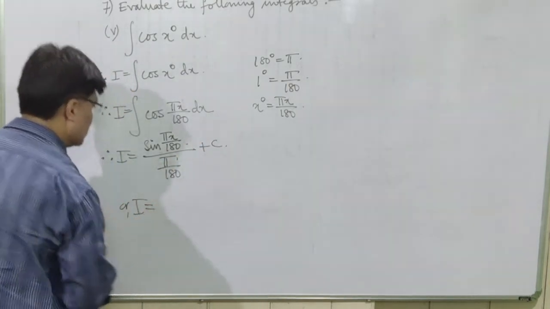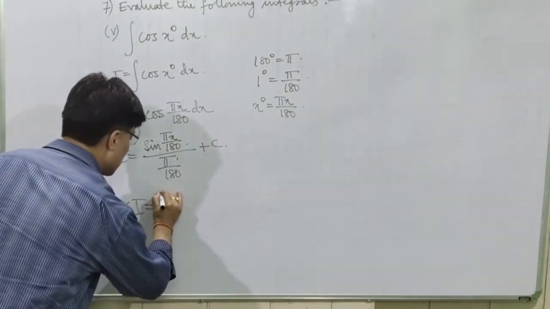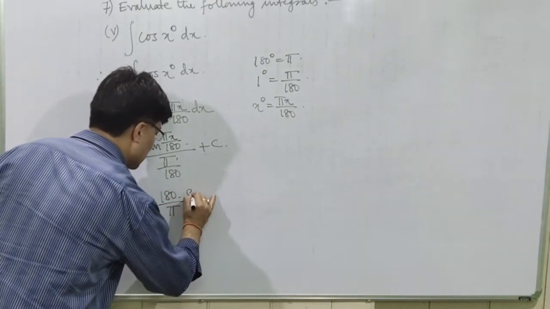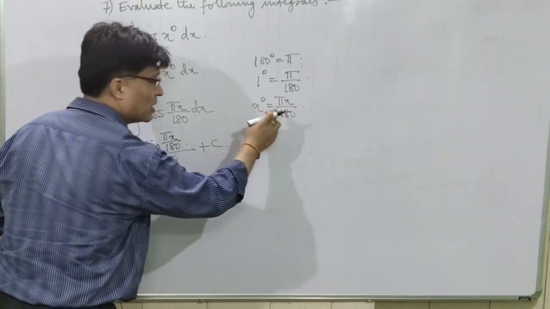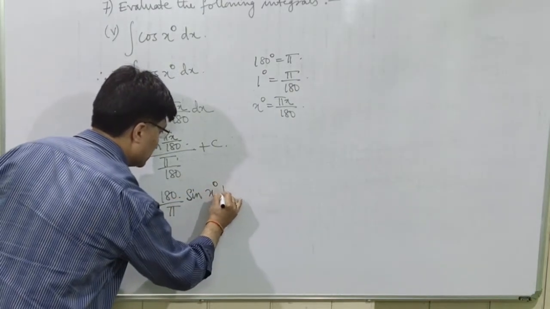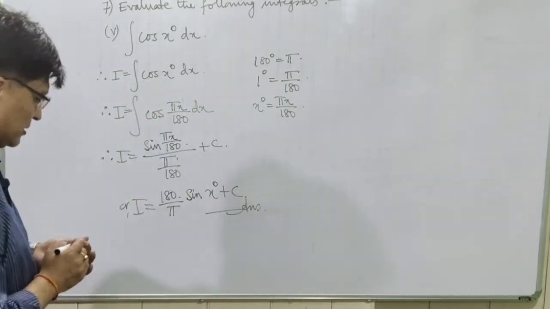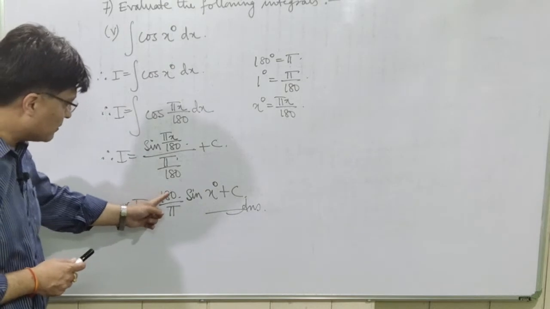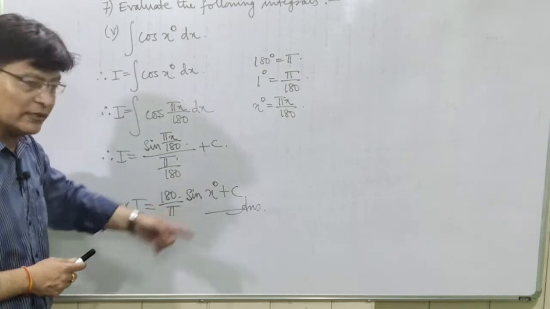Or I is equal to, now this pi by 180 goes up in the numerator and it becomes 180 by pi, right? Then sine of pi x by 180, and again instead of pi x by 180 you can write x degree. So it is sine x degree plus c. So this is the final answer. So what is integration of cos x degree dx? It is 180 by pi sine x degree plus c.